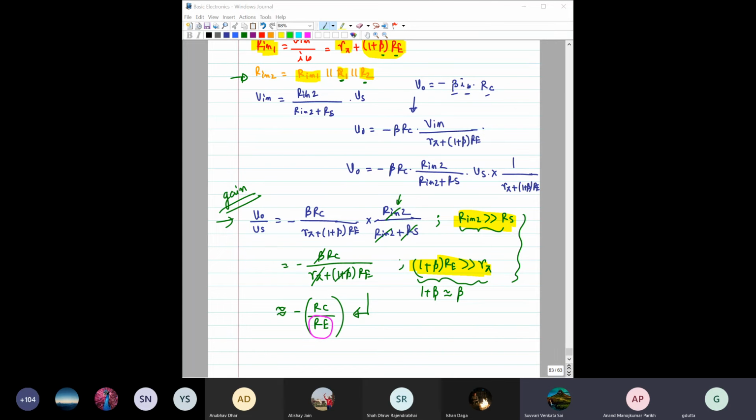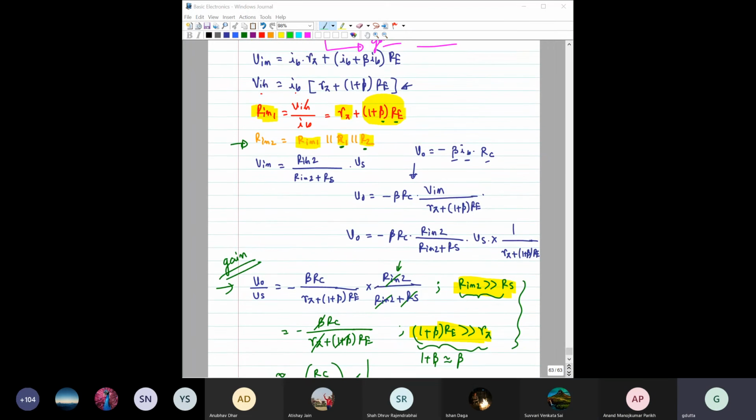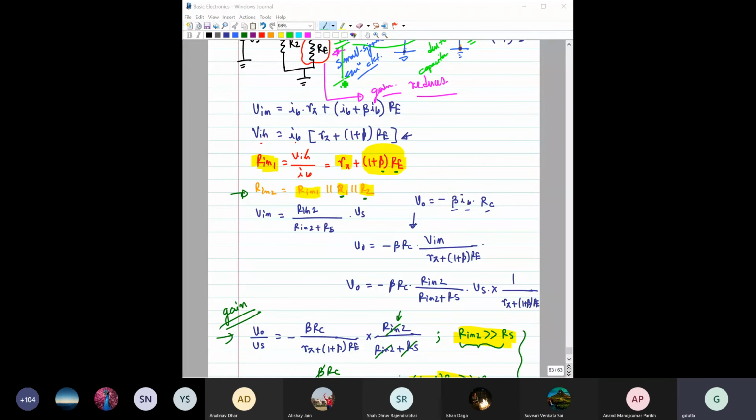So can you repeat that last part again? Last what? Last part or? So this, when you are capacitor one, grounding the emitter. Oh, capacitor.